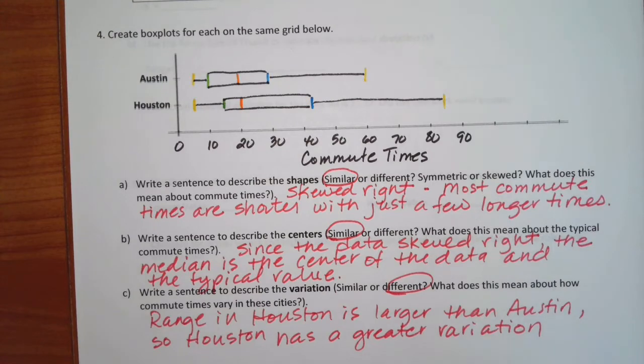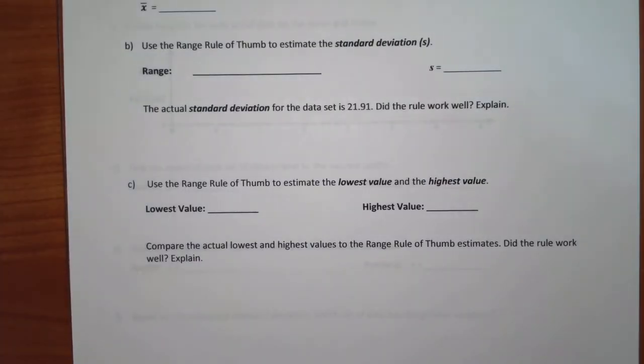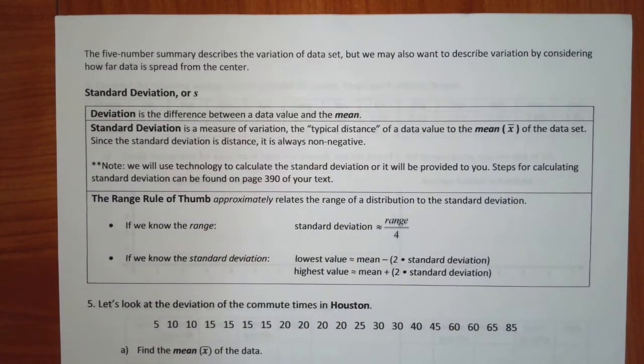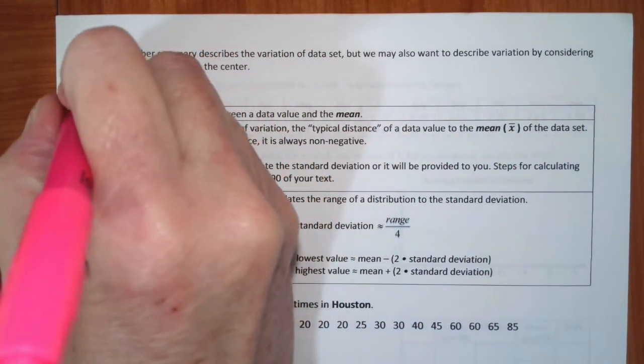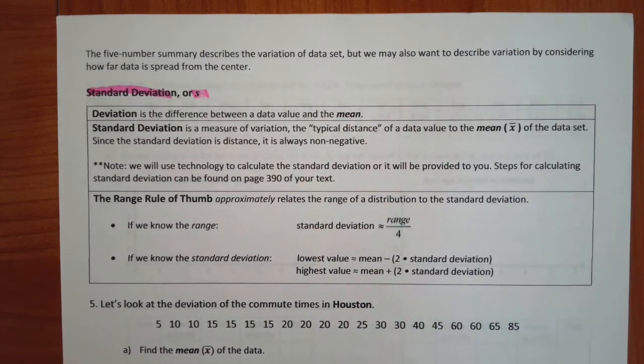Okay, well now we'll go back to the next page that we were supposed to. So in our next page, the 5-number summary describes the variation, but we also want to look at describing variation by considering how far the data is spread from the center. And that is our standard deviation, which is abbreviated with a lowercase s.